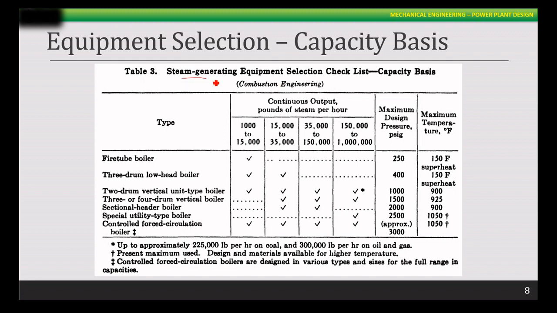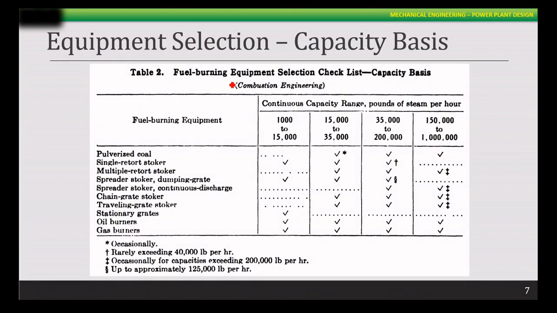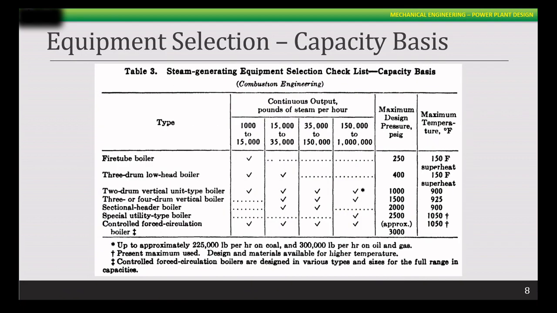this is the steam generating equipment selection checklist from earlier. It's the fuel burning equipment. So steam generating na siya. So if you have this capacity, 1,000 to 15,000, you can use a fire tube boiler, three down low head boiler, two drum vertical unit boiler, and then controlled circulation boiler. So this is controlled in various types. So take note of the notes.